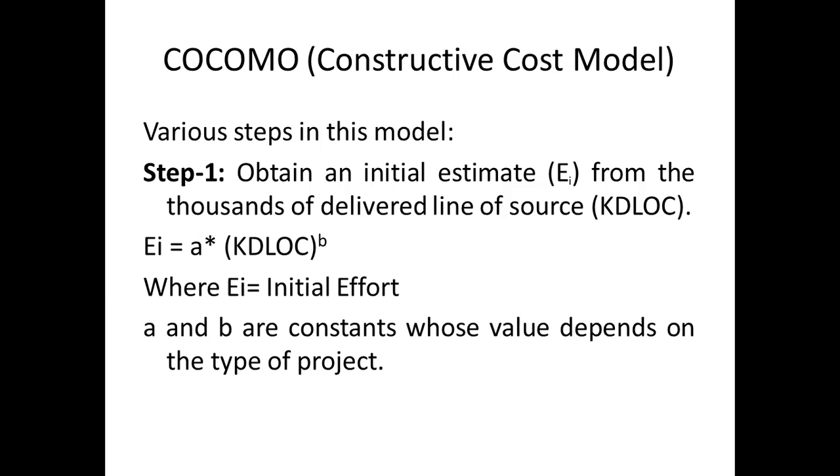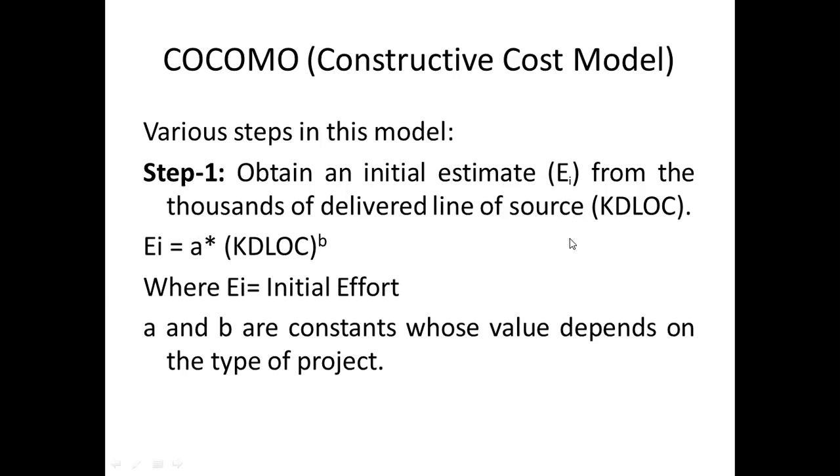So in step first, if we are using the COCOMO constructive cost model, it is one of the popular and useful models to calculate the cost of the software which we are going to design. So the procedure is, step first, obtain an initial estimate. Again I am brushing up, repeating this because we will handle one or two numericals over this. So EI is the initial effort, and we can indicate it with I as a suffix and capital E. Sometimes it is also called the initial estimate.